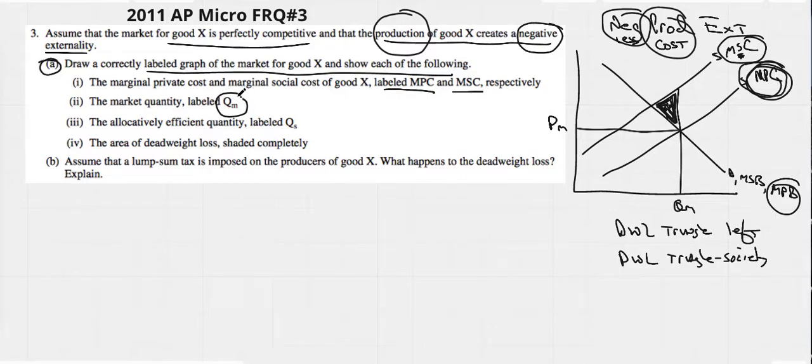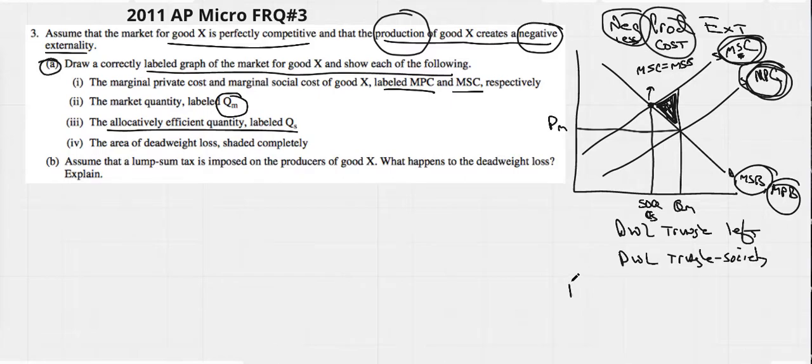We labeled our quantity of our market. Our allocative efficient quantity, label QS. Now, where our triangle points, that is also our social optimal quantity right there. I always do SOQ, but they want QS. Easy enough, right? This is where our marginal social cost equals our marginal social benefit. That's the quantity of the good we want.